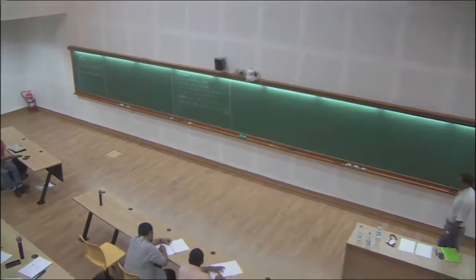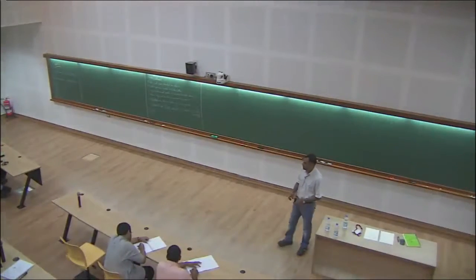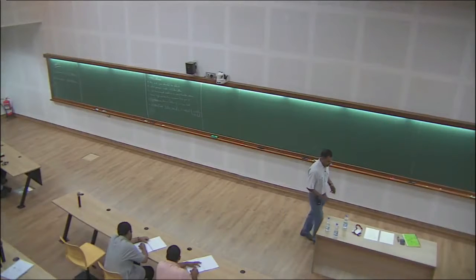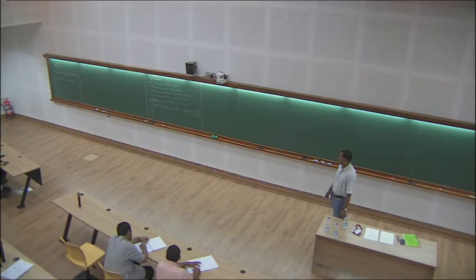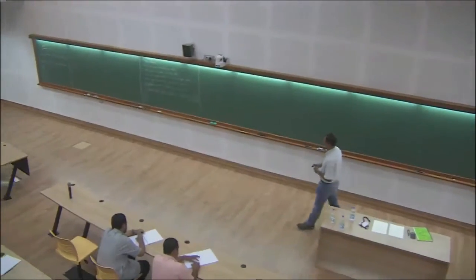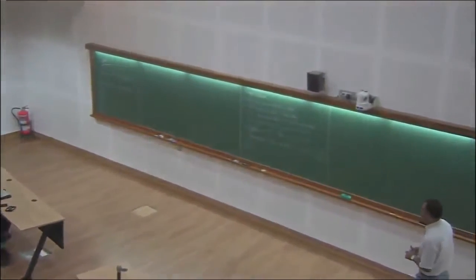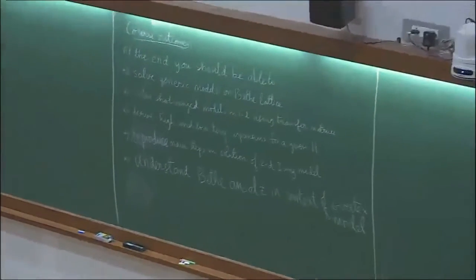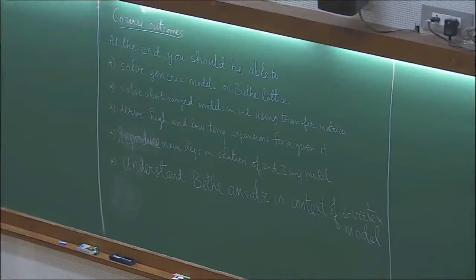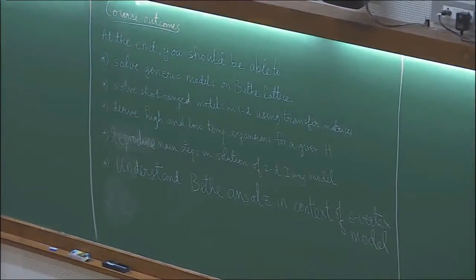Morning. So my course title is exactly solved models. I thought there should be some targets, so I thought you should have some learning outcomes for the course. At the end of the 5 lectures, one thing you should be able to do is, given a generic model, solve it exactly on a simple lattice called the Bethe lattice. Then if I give you a model on a 1D lattice, a short range model, you should be able to set up a transfer matrix and solve it.